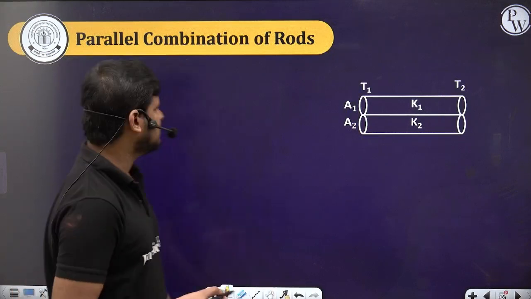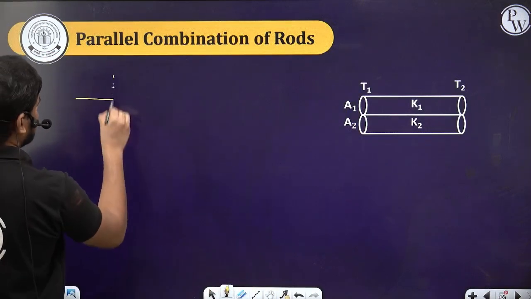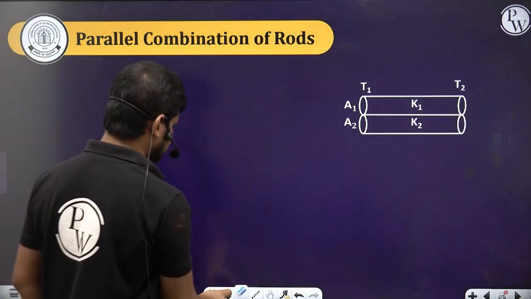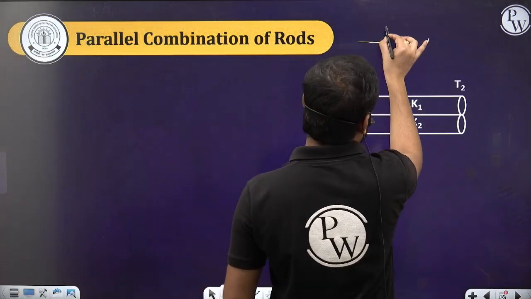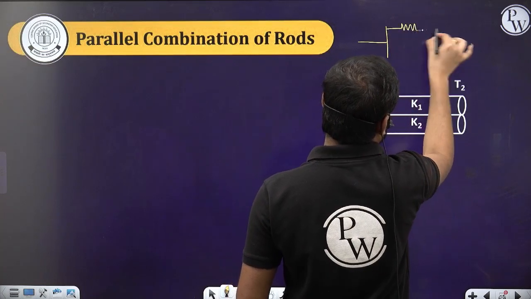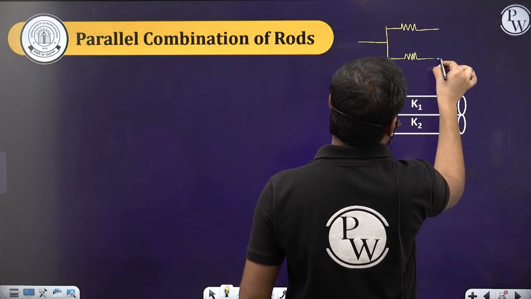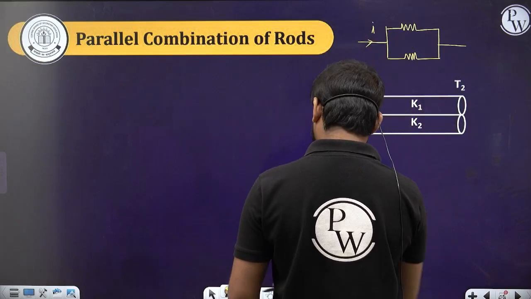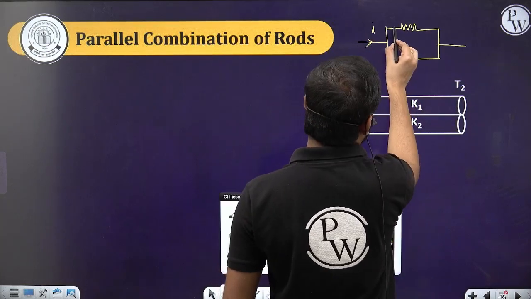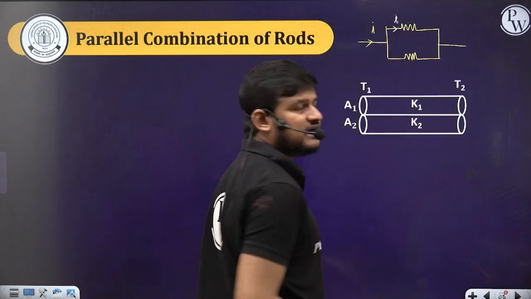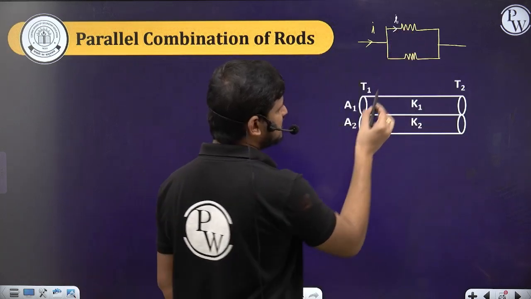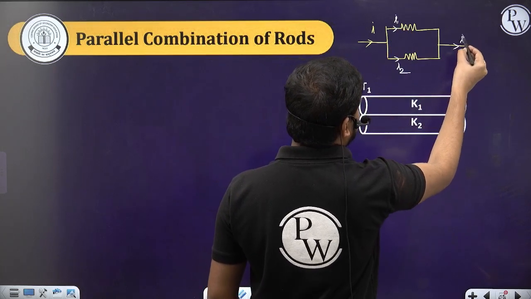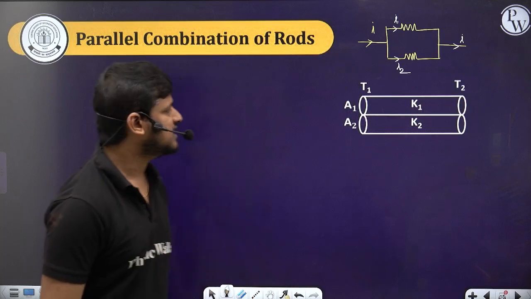So in the parallel, remember this way. If some current is coming, let me write aside. Just imagine this way. Compare it with the electrical resistors. Let's say some current I is coming here. Then the current will be divided between the parallel resistors. I1 current flows in this and the I2 current flows in this. So again the total I current comes out.